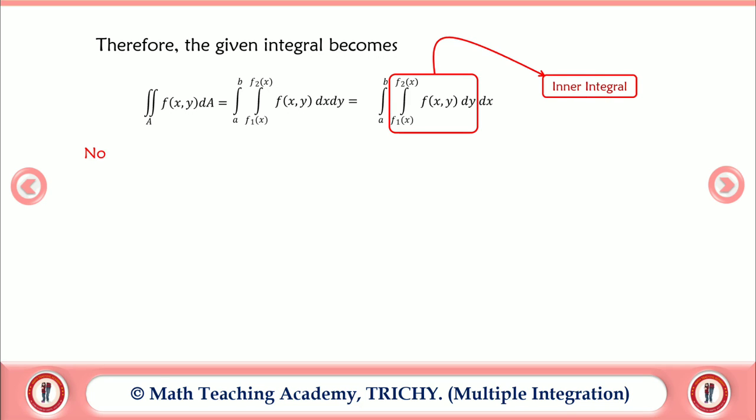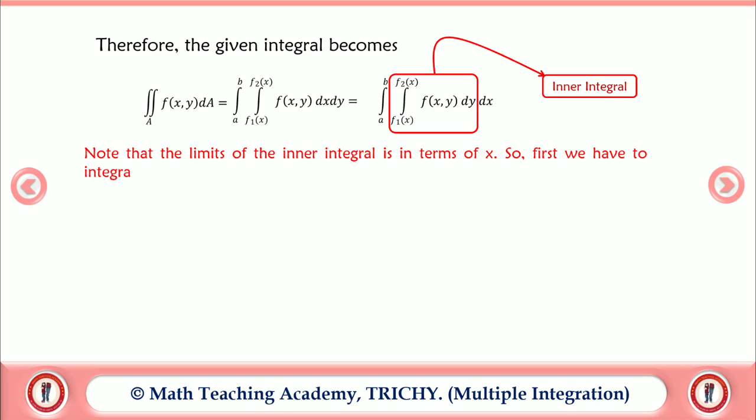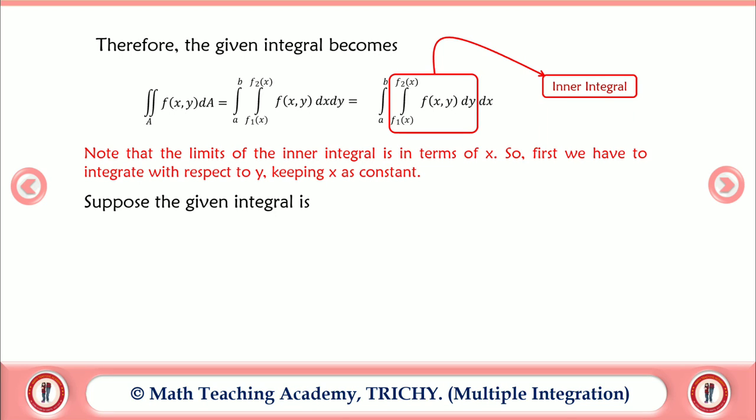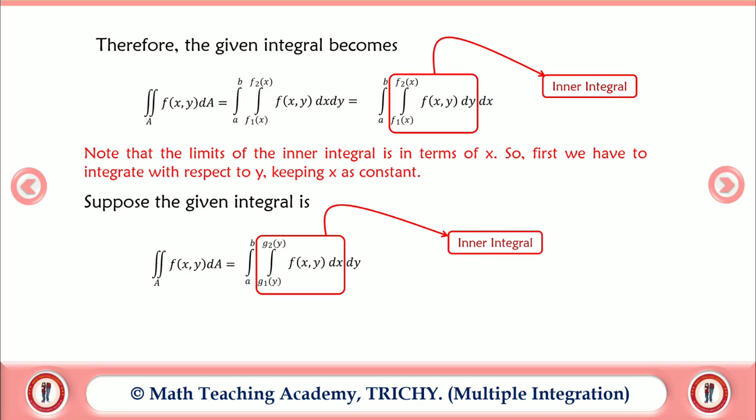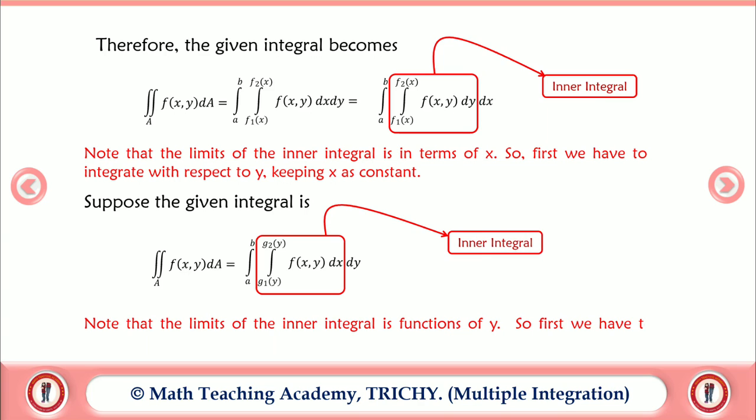So this is the inner integral. Note that the limit of the inner integral is in terms of x. So first we have to integrate with respect to y, keeping x as constant. Suppose the given integral is double integral over A of f of x comma y dA is equal to integral over a to b, integral over g1 of y to g2 of y, f of x comma y dx dy. Here this is the inner integral. Have a look at the limit of the inner integral. Here the limit of the inner integral is a function of y. So first we have to integrate with respect to x, keeping y as constant.